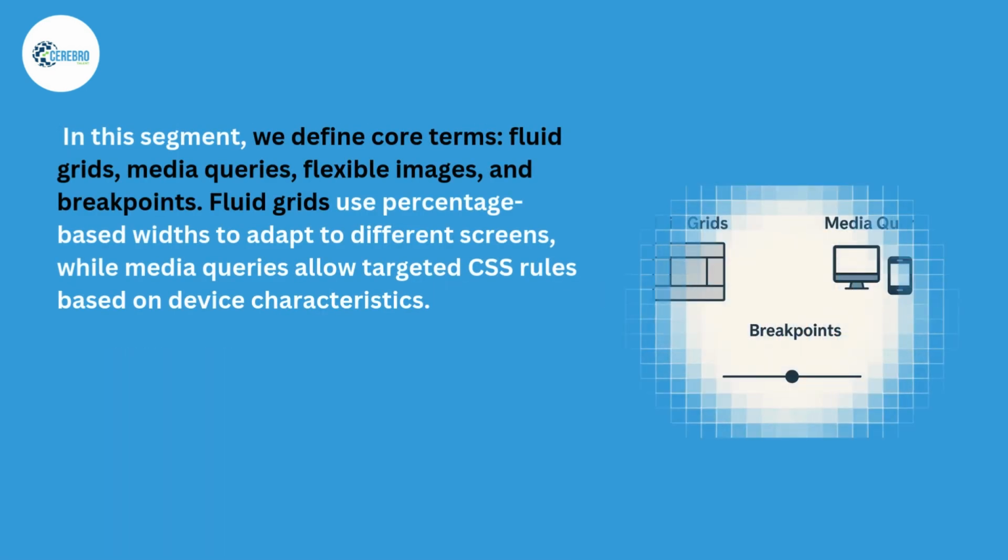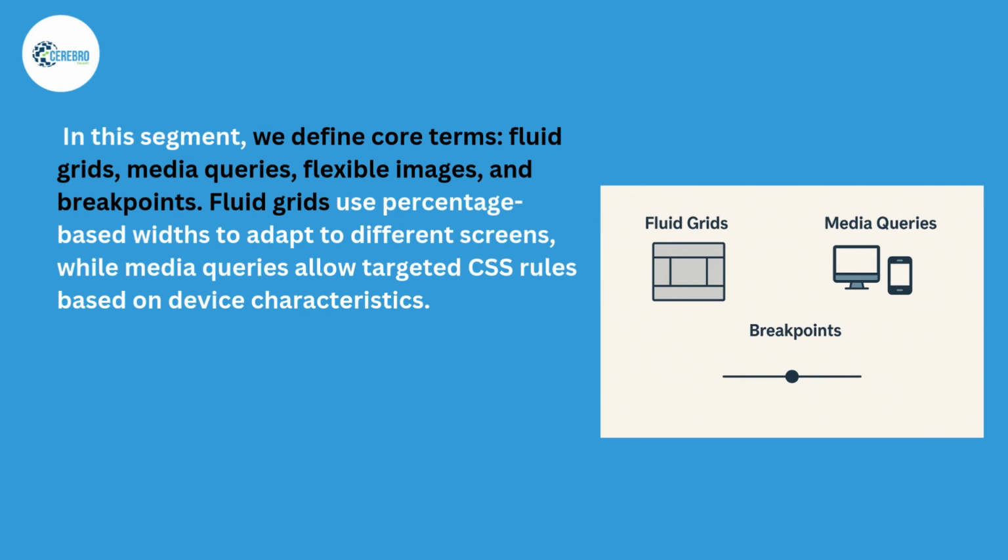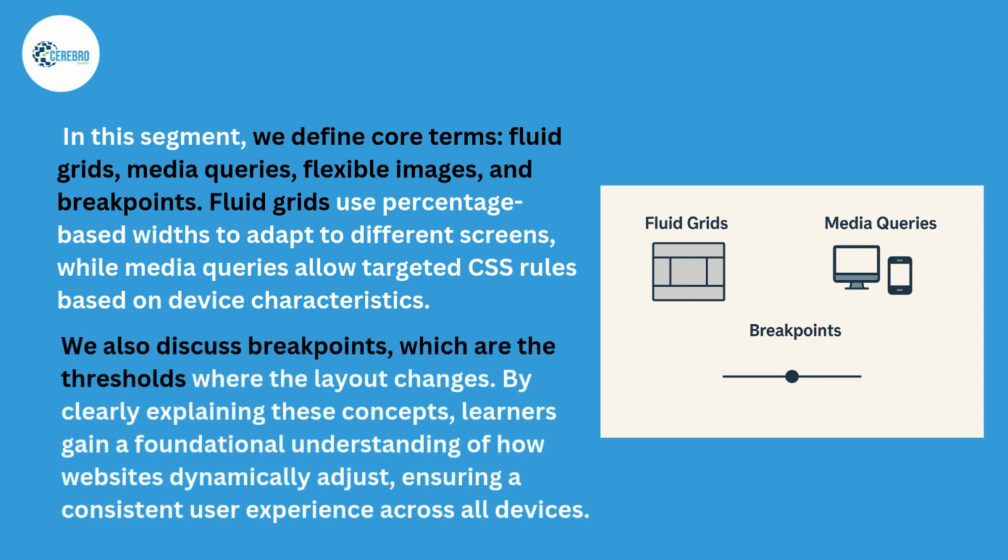In this segment, we define core terms: fluid grids, media queries, flexible images, and breakpoints. Fluid grids use percentage-based widths to adapt to different screens, while media queries allow targeted CSS rules based on device characteristics. We also discuss breakpoints, which are the thresholds where the layout changes. By clearly explaining these concepts, learners gain a foundational understanding of how websites dynamically adjust, ensuring a consistent user experience across all devices.